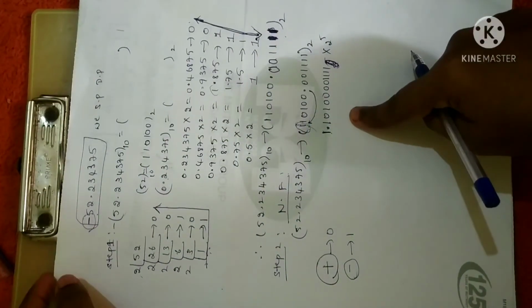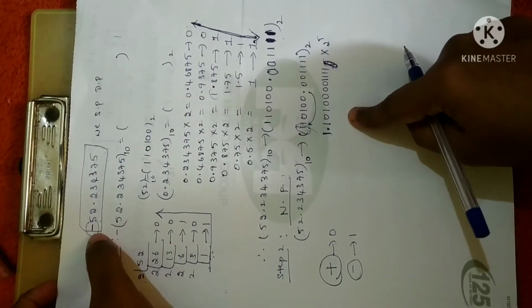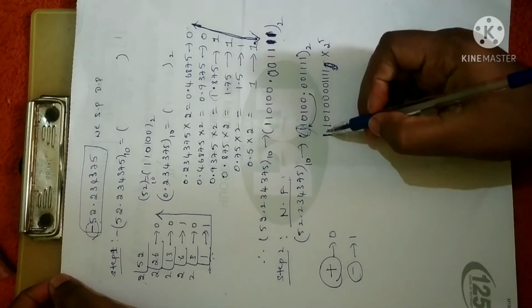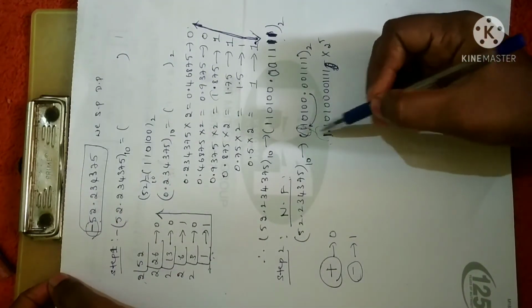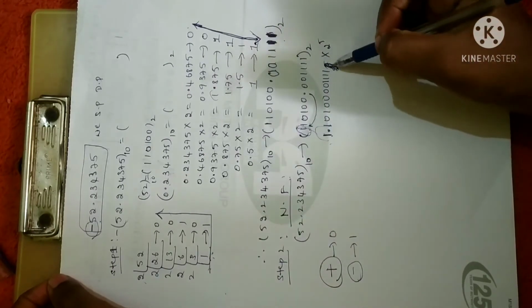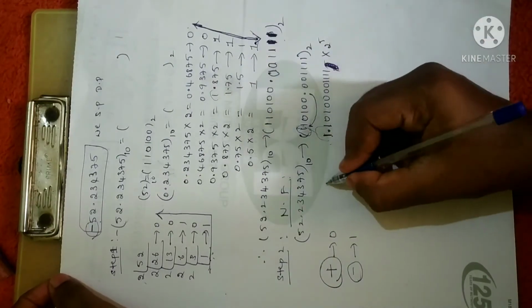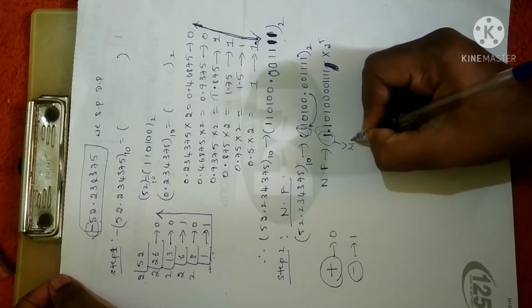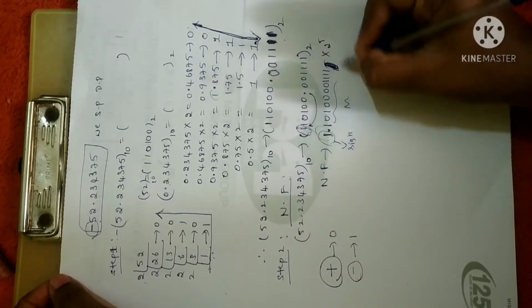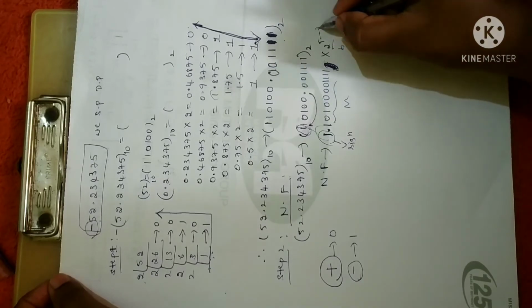I'm repeating the normalizing form once again. If you have a positive sign in the given problem, you have to make this digit 0. Since you have a negative sign in the given problem, you have to make this digit 1. Clear? So we have converted the given number into its normalized form, where you already know this bit is with reference to sign, this will be the mantissa, this will be the base, and this will be the exponent.